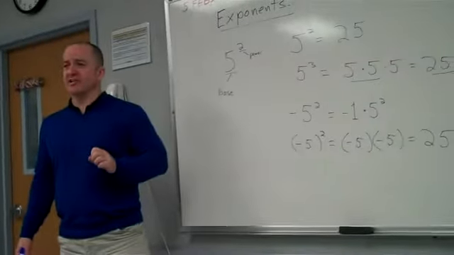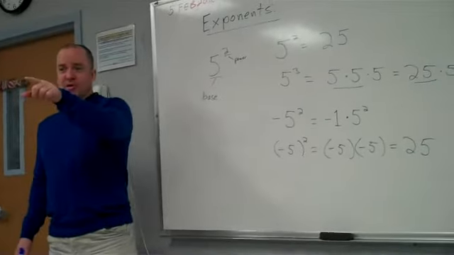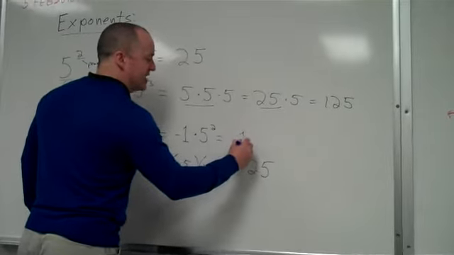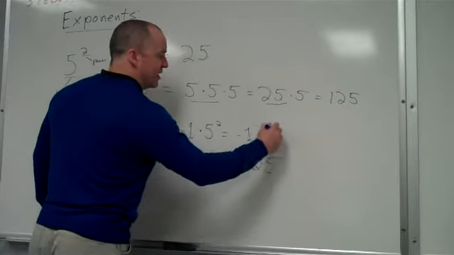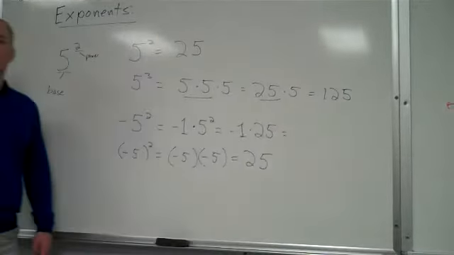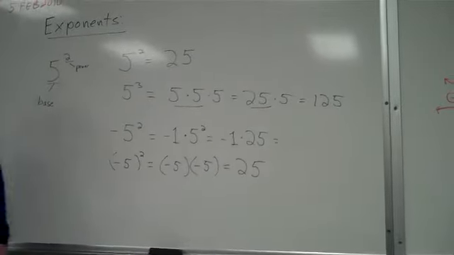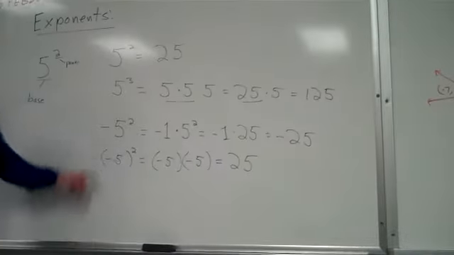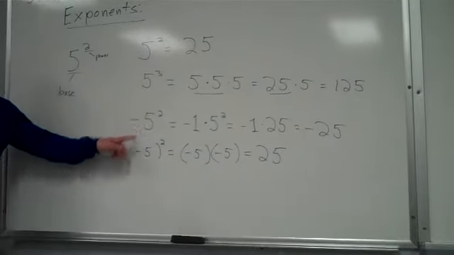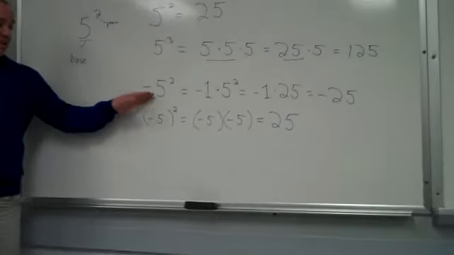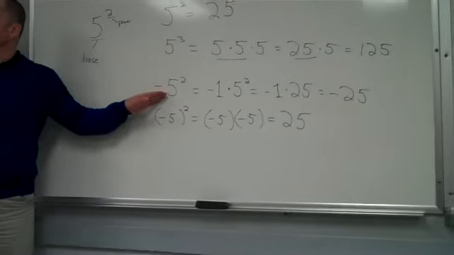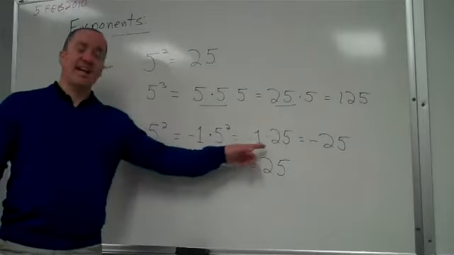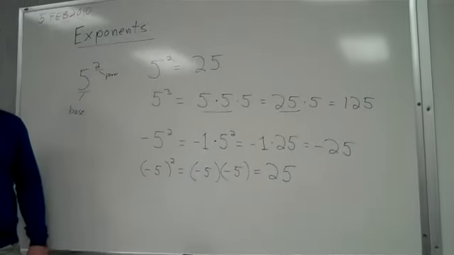PEMDAS, please excuse my dear Aunt Sally. Exponents. Exponents come before multiplication. So this says make this negative 1 times 25. And what is negative 1 times 25? Negative 25. So when I grew up, seeing this meant to do this, and I grew up thinking this was positive 25. Your calculator, though, will tell you that this is negative 25 because it'll think it through this way.